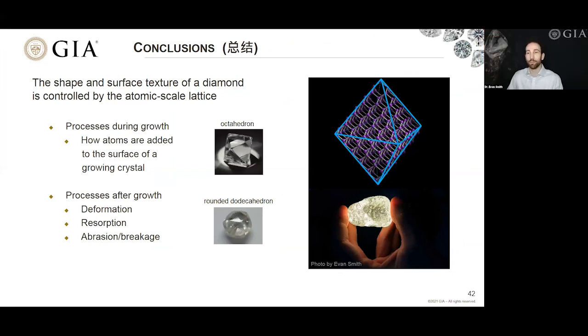So the next time you see a rough diamond, remember that the shape and surface texture of a diamond is controlled by the atomic scale lattice. A diamond's shape develops from processes during growth as new carbon atoms are added to the surface of a growing crystal.